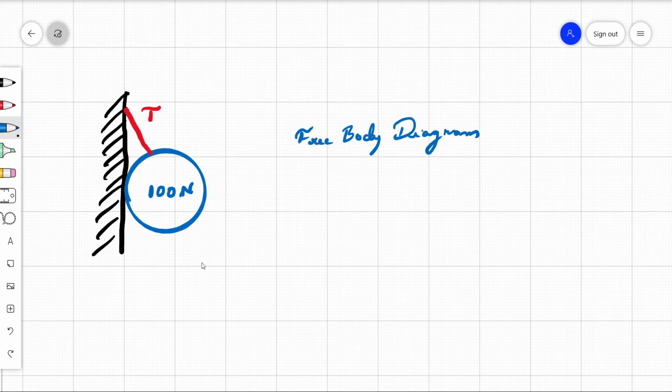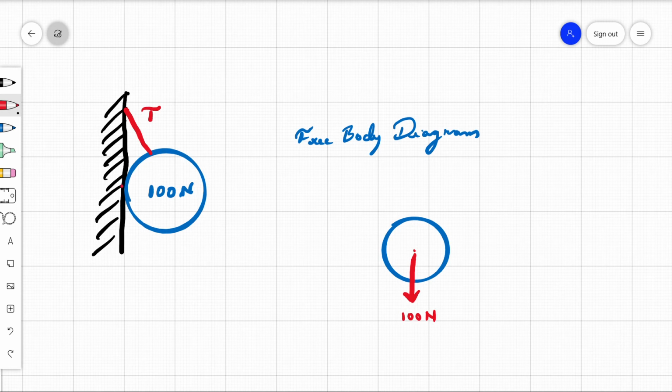So how do we draw the free body diagram? First, we draw only the sphere. Next, we take a center. Next, we draw the self weight of the sphere, that is 100 Newton, and there is a contact.